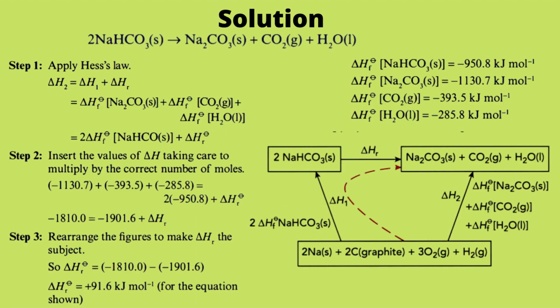First step, apply Hess's law. When you apply Hess's law, delta H2 equals delta H1 plus delta HR. And the Hess diagram is also shown here. You can go through it using the enthalpy of formation values. Insert the values of delta H, taking care to multiply by the correct number of moles, and rearranging the figures, you get delta HR standard equals plus 91.6 kilojoules per mole for the equation shown above.